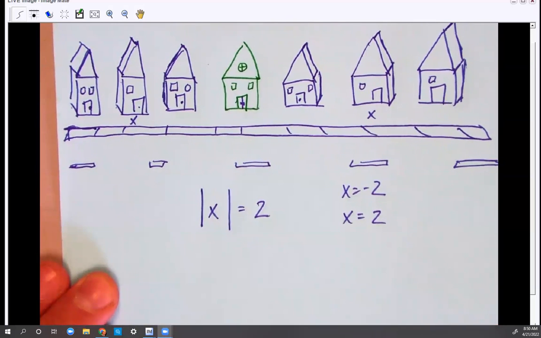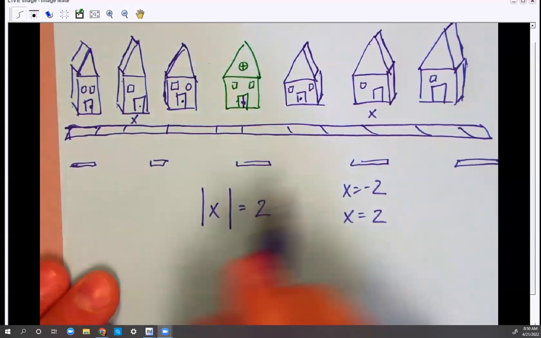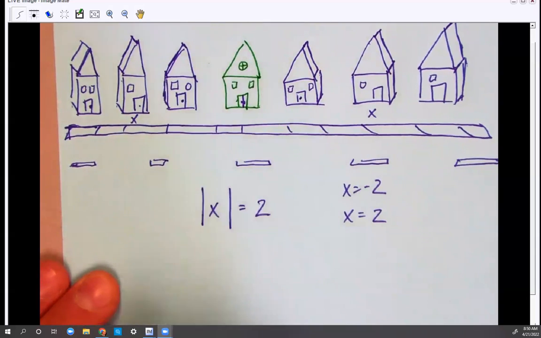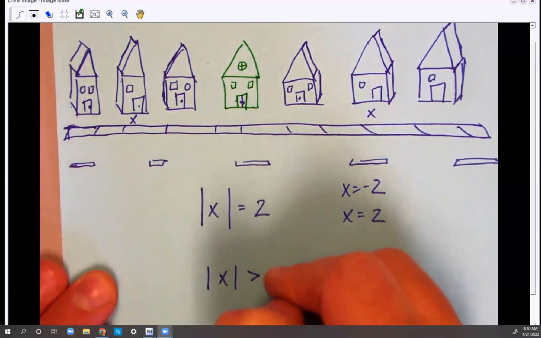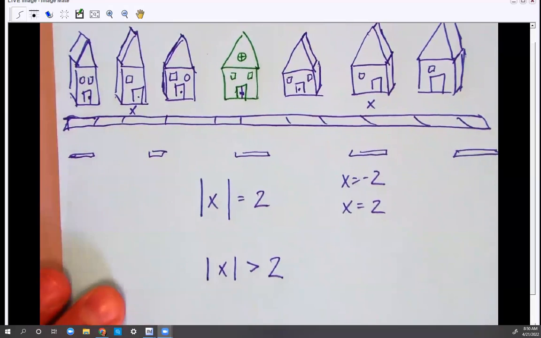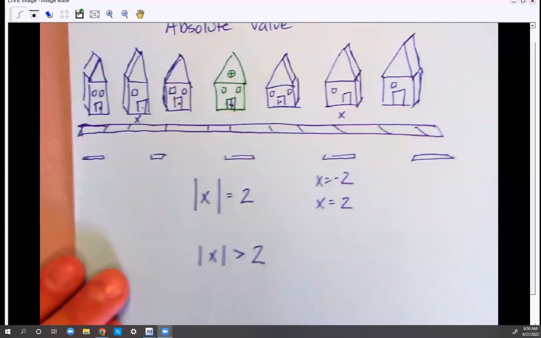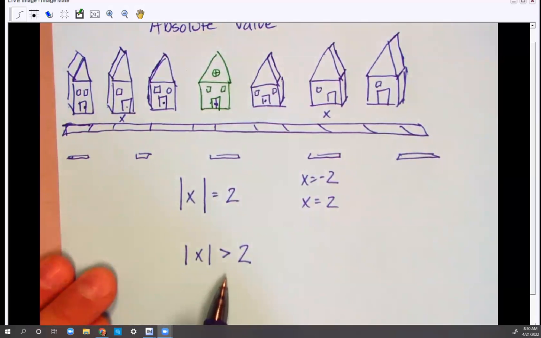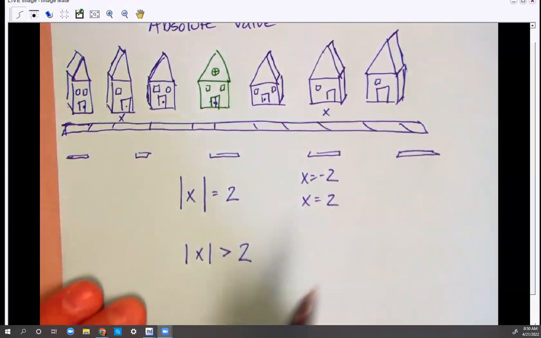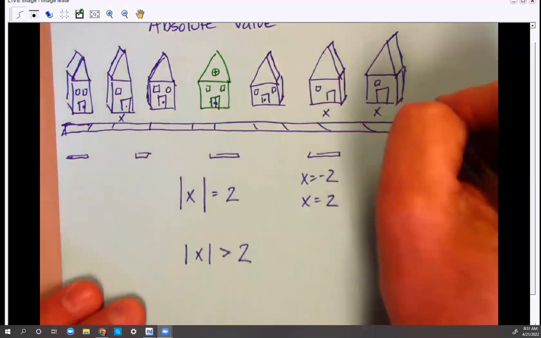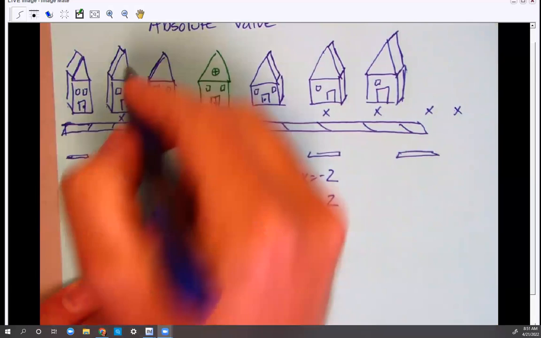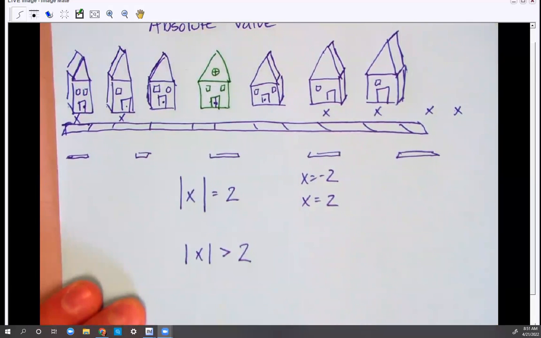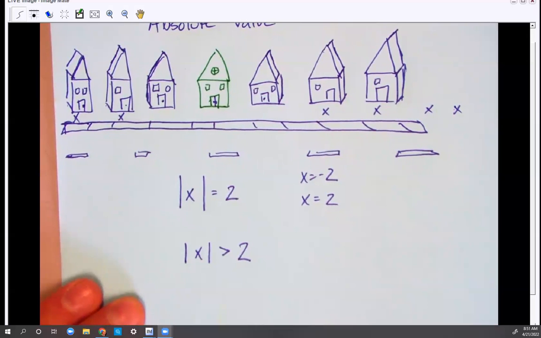So that's absolute value. So what if we said, oh, I am still more than 2 houses away? So this is an inequality. Are you almost here? No, I'm still more than 2 houses away. I could be 3 houses away. I could be 4 houses away. I could be 5 houses away to the right. I could be 3 houses away to the left. I could be 7 houses away to the left. I'm more than 2 houses away.